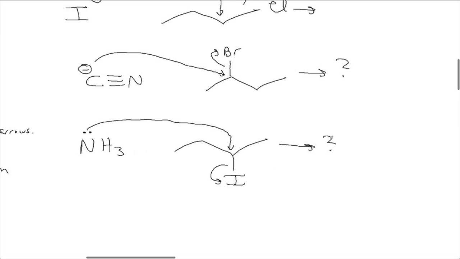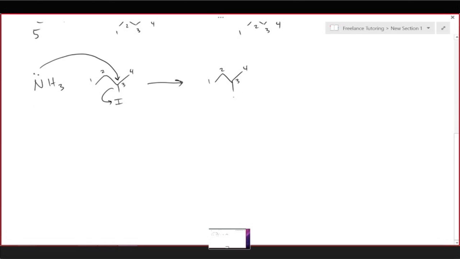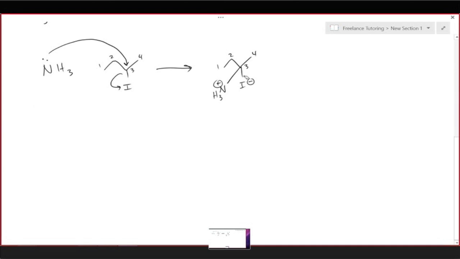Let's try this problem. Okay, we've got to number these. So that N is going to attach here. It's going to gain a positive. And that bond is going to break. Looks a little messy, sorry. But now I'm done. Okay, that was actually very good.